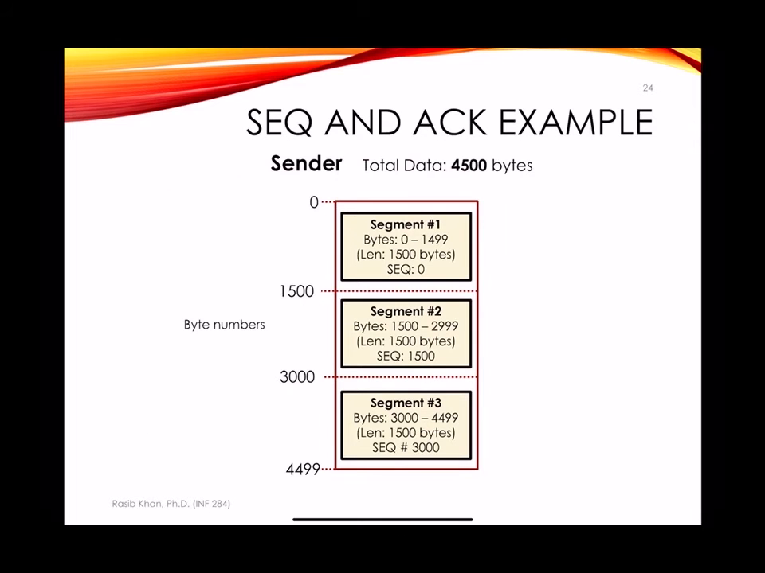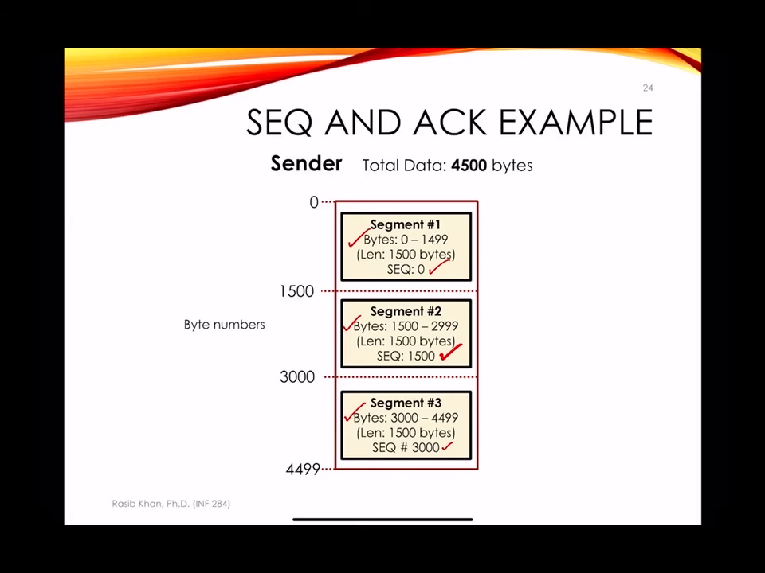And if you look at the diagrams here, so the sender, a total of 4500 bytes is to be sent over, and this is the total file divided into the three segments. So segment 1, byte numbers 0 till 1499, a length of 1500 bytes starting with sequence number 0. Then segment 2, byte numbers 1500 to 2999, which is a length of total 1500 bytes. And the sequence number is the starting byte number, in this case 1500. And segment 3, byte numbers 3000 till 4499, that is a total of 1500 bytes, and the starting value is 3000.